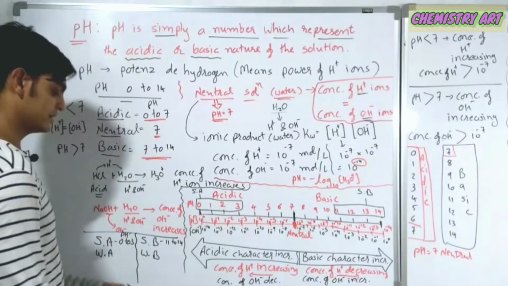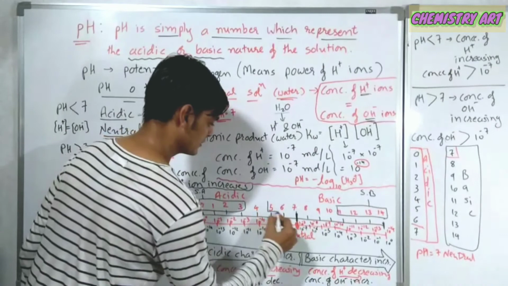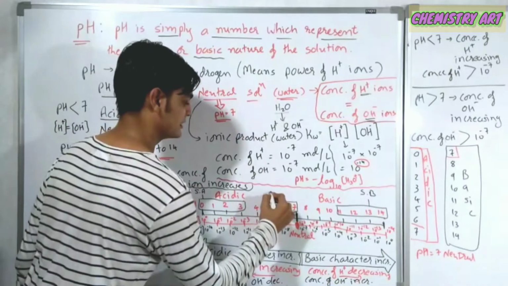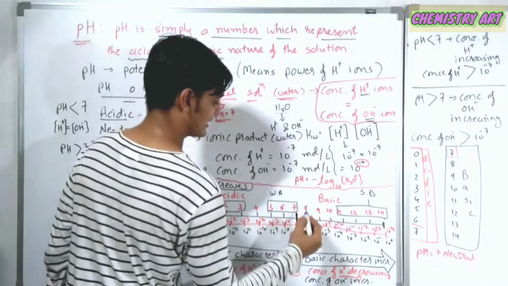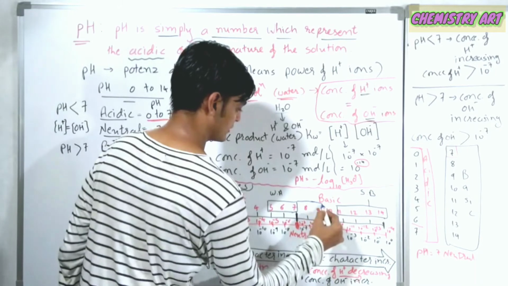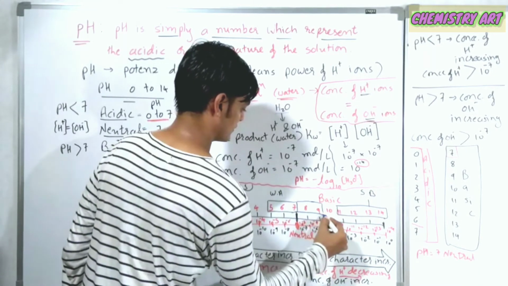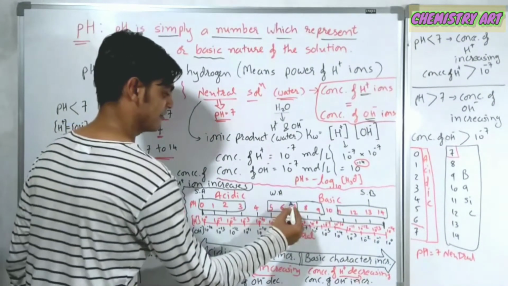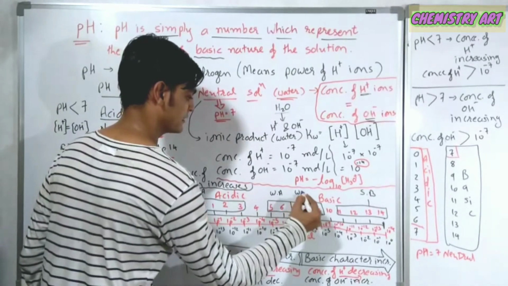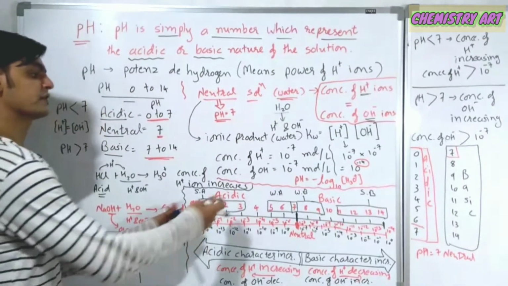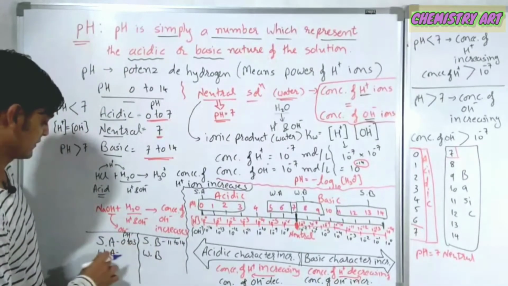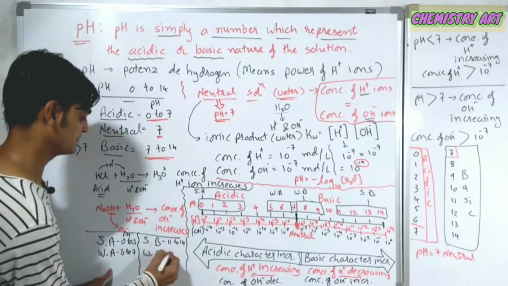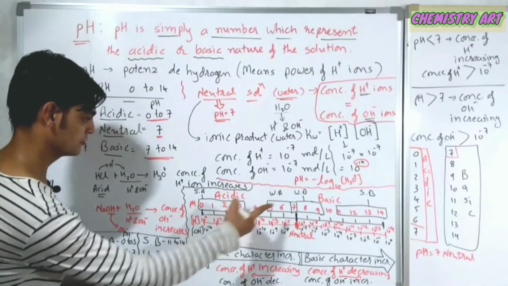So what is weak acid and what is weak base? If the pH is 5 to 7, it is weak acid. And just like that, if the pH is 7, 8, 9, it is known as a weak base. So what about 3 to 5? Let me write here first. Weak acid means pH 5 to 7. Weak base means pH 7 to 9.